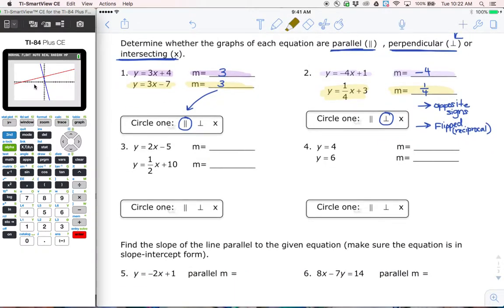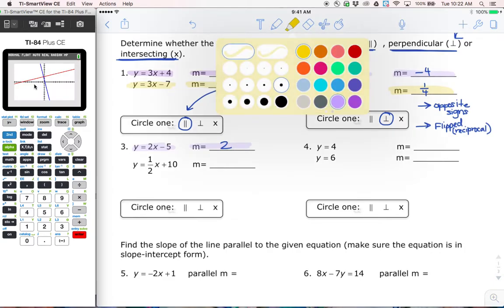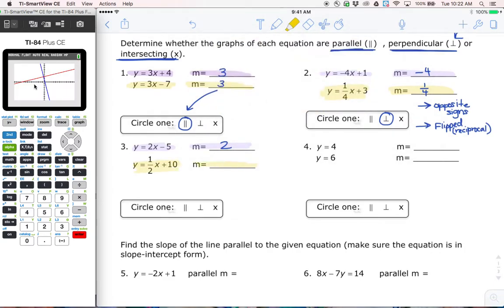In number 3, my original slope, my top slope in purple there, is 2. My second slope on the bottom there is 1/2. All right, so are these parallel? No, they're not the same. They need to be exactly the same for parallel. They're actually not perpendicular either, right? They don't have different signs. So they cannot be perpendicular. That means they must just be regular intersecting lines.